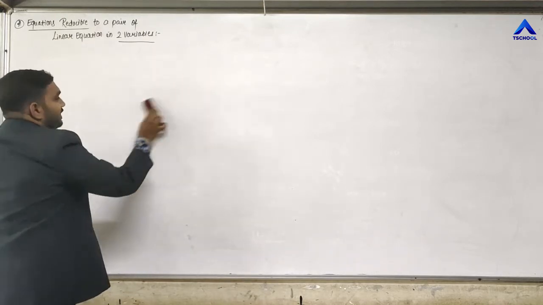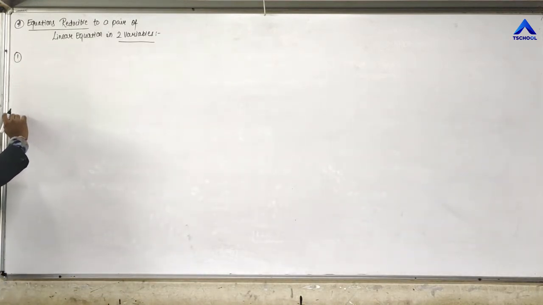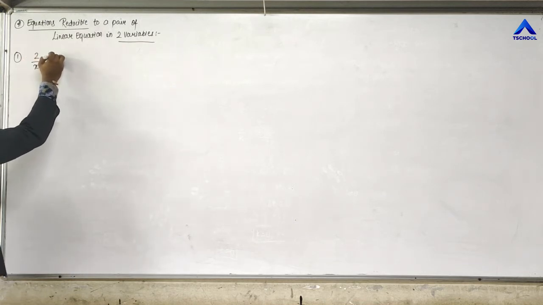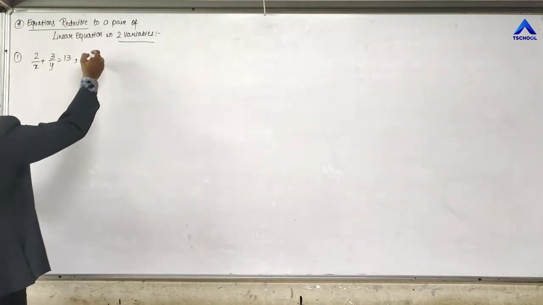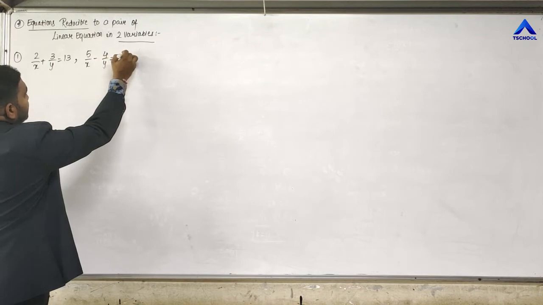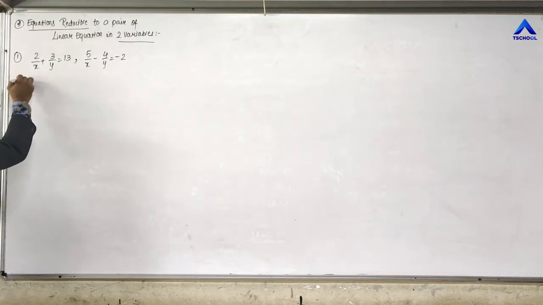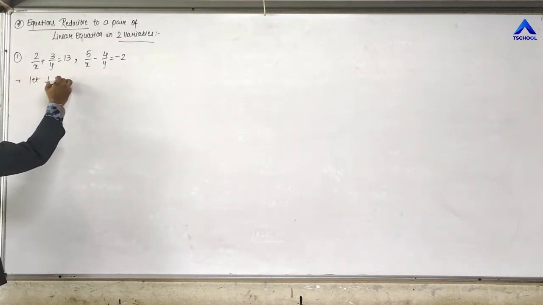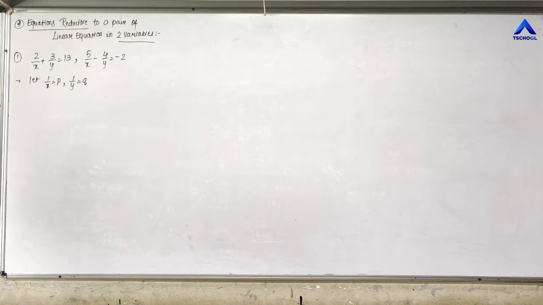Okay, so I have an equation here of this kind: 2 upon x plus 3 upon y is equal to 13, and 5 upon x minus 4 upon y is equal to minus 2, right? We have these two equations here. So first of all, what is the first process? Let 1 upon x be equal to p and 1 upon y be equal to q. If I substitute 1 upon x equals p and 1 upon y equals q in the given equations, then what shall I get?